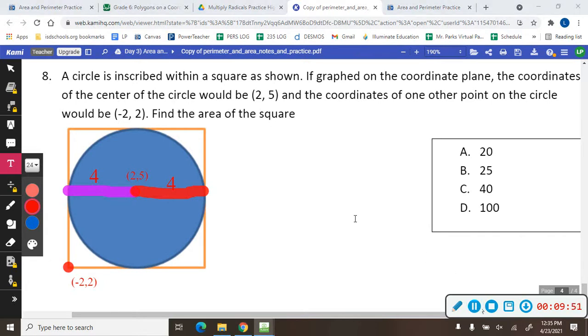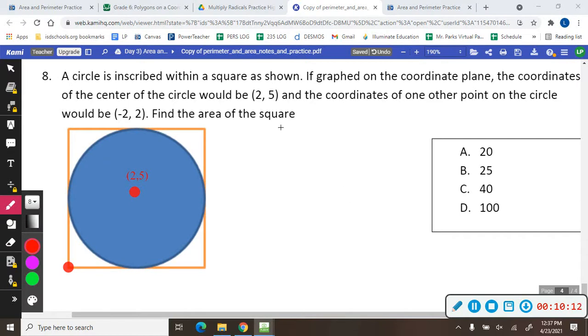Alright, so when I read this the first time, center is 2, 5, that's true. But this says the point is on the circle, and I put the point on the square. So I need to go backwards a little bit and get rid of some of this stuff. So another point on the circle is at negative 2, 2. I assumed it was down here the first time. It is not. So I could get rid of that point. But if I go negative 2 from positive 2, it's going to be over here somewhere. And then 2 from 5 is going to be over here. So I really should have put it, I don't really know exactly where, but it's on the circle.